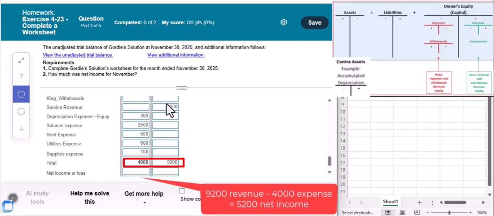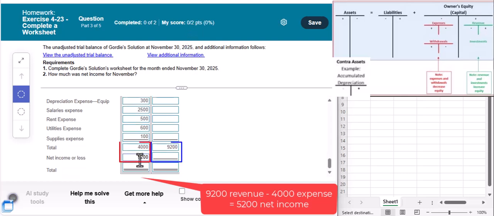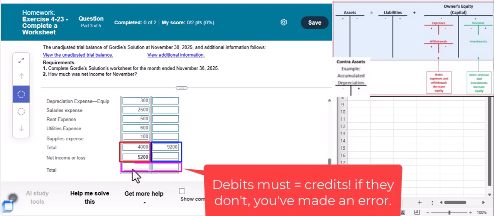So that will go here. And again, why am I putting this on the smaller side? It's because we want 4,000 plus 5,200 to equal 9,200, so both sides balance. So we're going to have 9,200 here and 9,200 here. So our debits and our credits balance at the end.